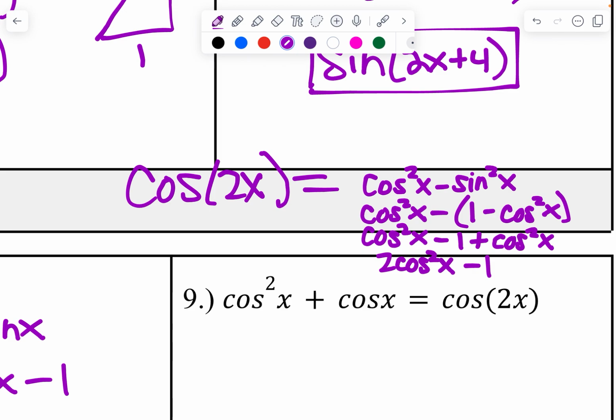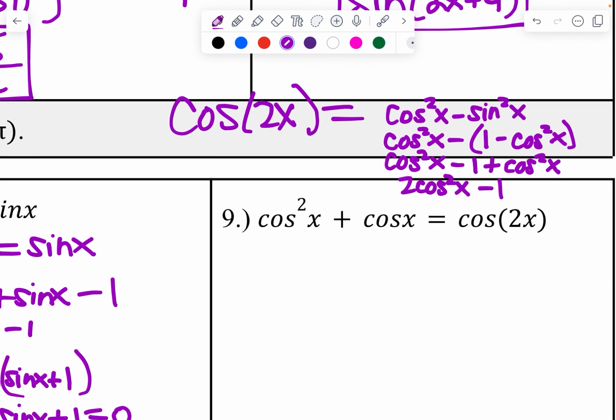So that's the third version we could use of that cosine of 2x formula. And that's the one I want here, so that it's only in terms of cosines. So I'm going to keep the left-hand side for now, cosine squared x plus cosine of x. And I'm going to replace the cosine of 2x with 2 cosine squared x minus 1.